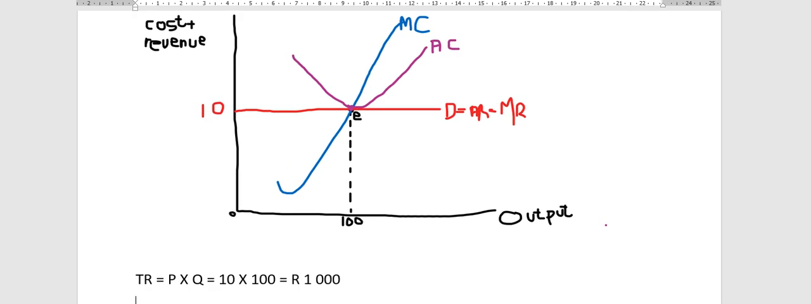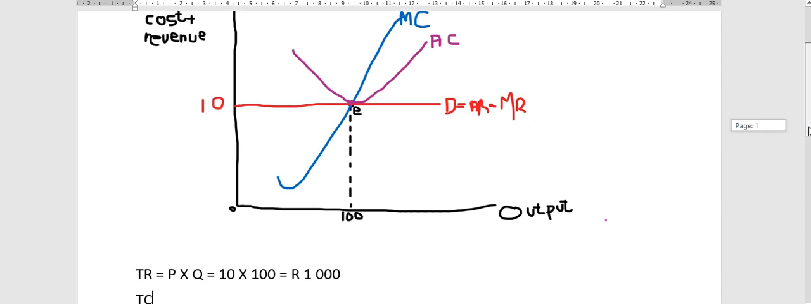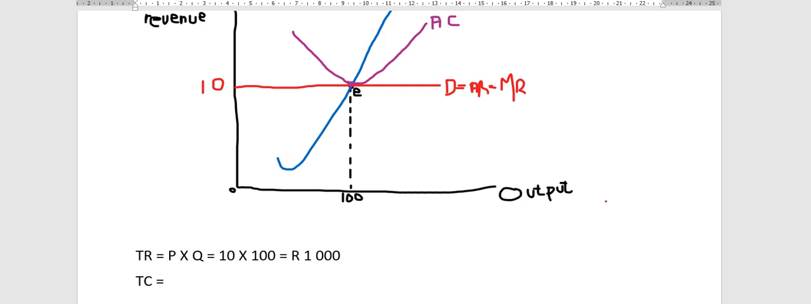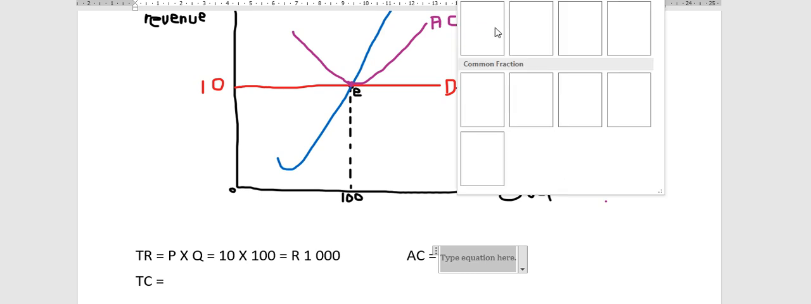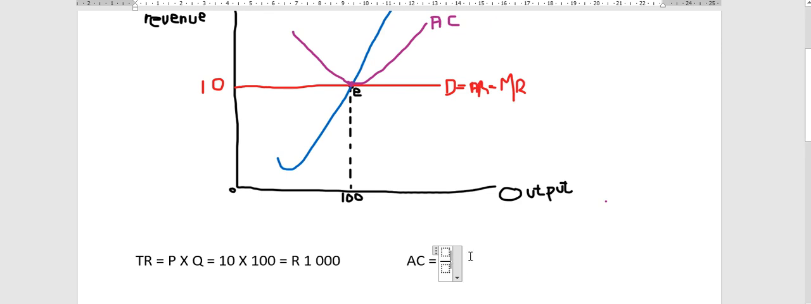Okay, they can ask you also to calculate total cost. All right, so if we go to total cost, now, up to this point, we have calculated total cost as fixed cost plus variable cost. Now, we don't have fixed cost and variable cost here. We have other stuff. Okay, now, if you remember, the calculation for average cost is that average cost equals total cost over your quantity. All right, that is how we calculate average cost.